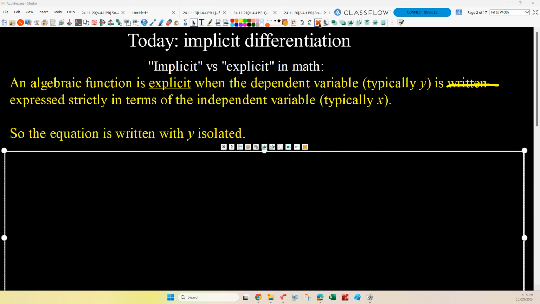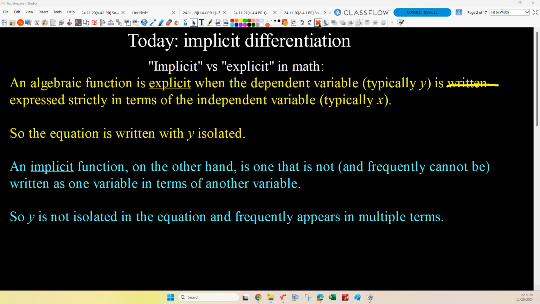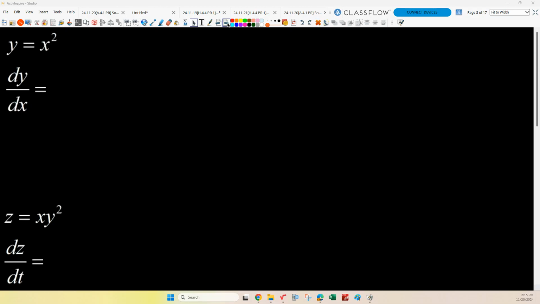An implicit function, on the other hand, is one that is not written as one variable in terms of another variable. And sometimes it can't be. You may not even be able to isolate the y. So y is not isolated in the equation. It's mixed up with the x's on both sides of the equation, usually.